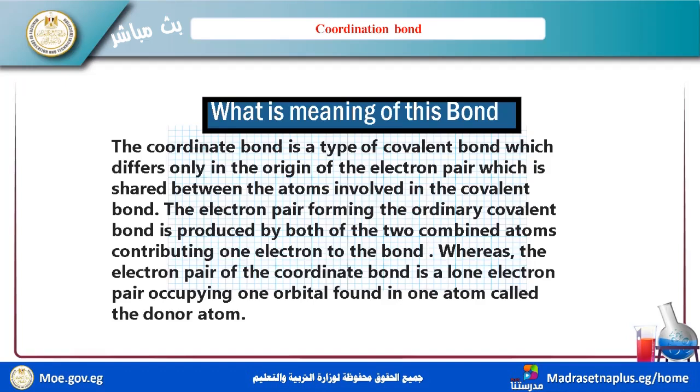I illustrated this before. In the ordinary bond, the atoms each contribute one electron, whereas in the coordinate bond the pair of electrons occupying one orbital is found in one atom, called the donor atom. Now I have conditions for the donor atom and the acceptor atom. The donor atom is the atom that has a lone pair. The acceptor atom is the atom or ion that has an empty orbital, with no electrons in this orbital.